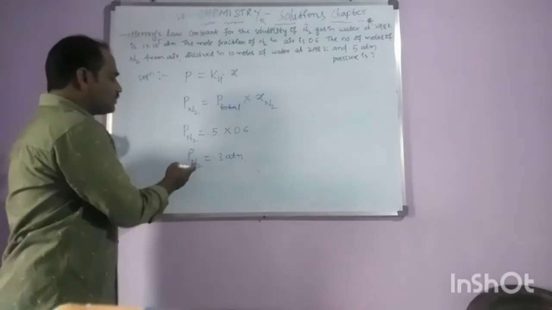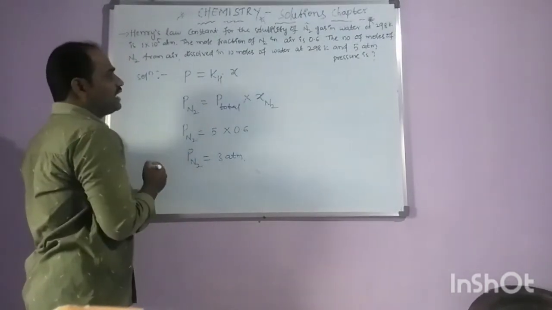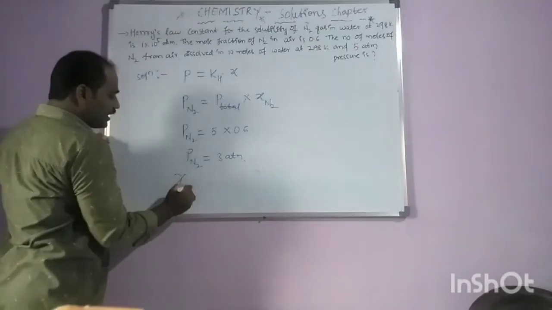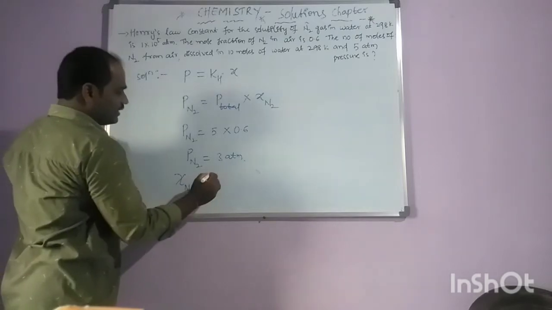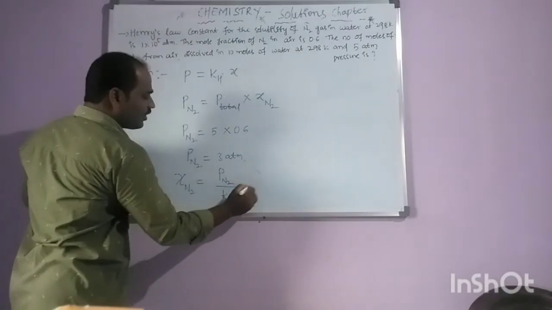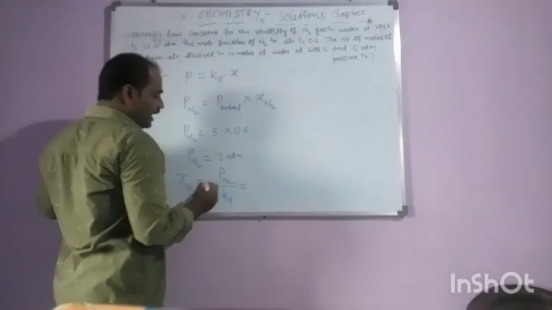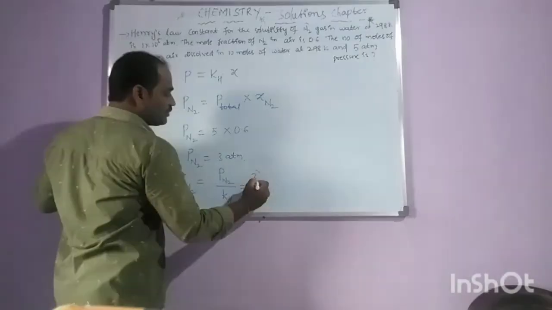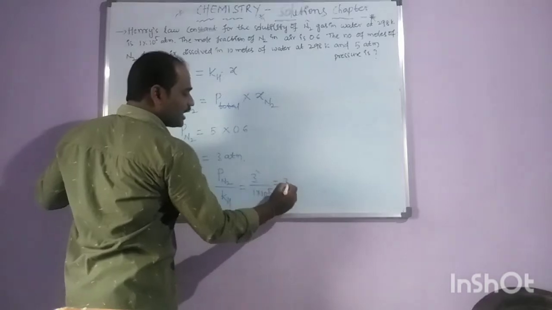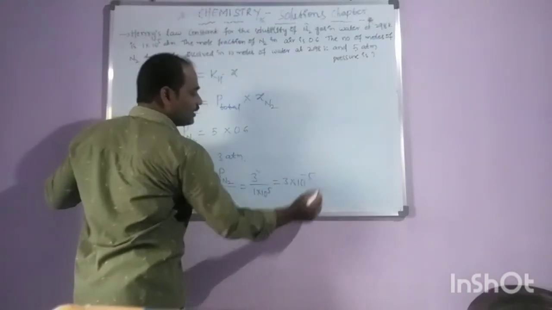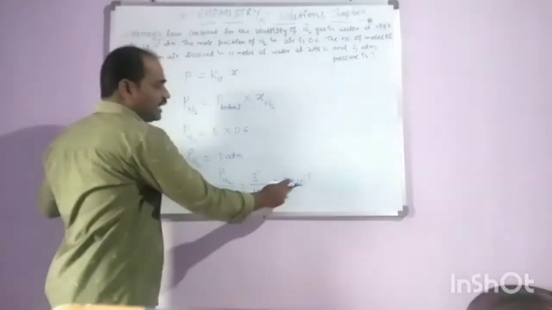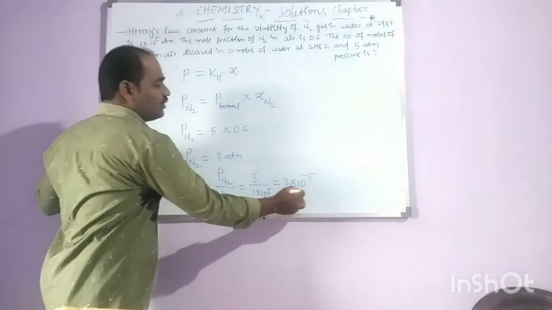From this partial pressure and Henry's law constant, we can calculate the mole fraction of the N2 gas. Mole fraction of the N2 gas is equal to the partial pressure of the N2 gas divided by the Henry's law constant. Partial pressure of the N2 gas is how much? 3 atmosphere. Divided by Henry's law constant, 1 into 10 to the power of 5. This becomes 3 into 10 to the power of minus 5. Mole fraction of the N2 gas is equal to 3 into 10 to the power of minus 5.